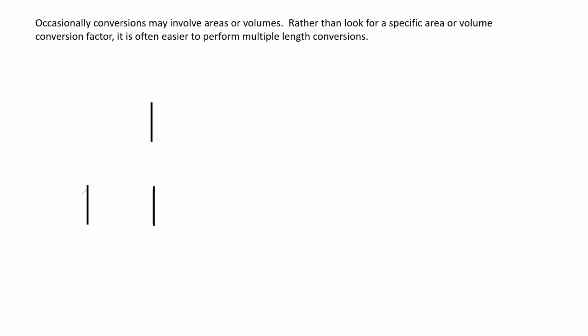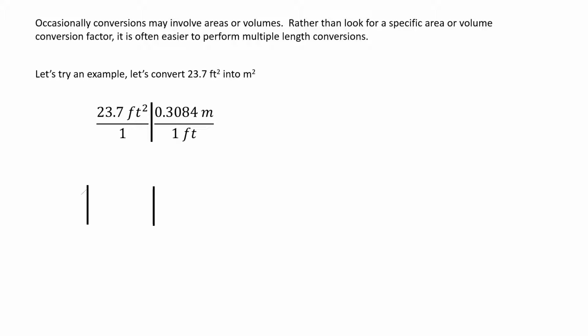Occasionally, conversions may involve areas or volumes. Rather than look for a specific area or volume conversion, it's often easier to perform multiple length conversions. Let's try an example. Let's convert 23.7 square feet into square meters. So I have 23.7 feet squared over 1, and a conversion factor of 0.3048 meters per 1 foot.